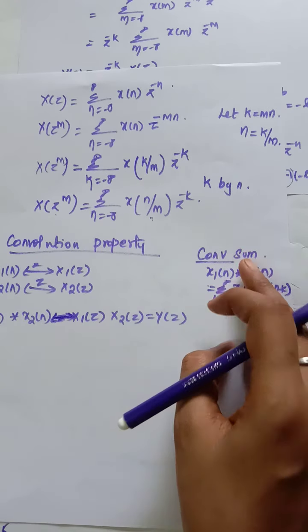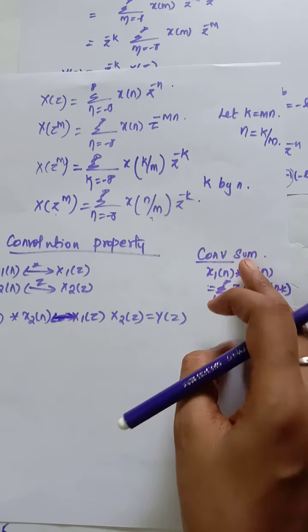Summation k equal to minus infinity to infinity x1 of k x2 of n minus k. Now I am going to prove this property. Okay, so now y of z is equal to summation n equal to minus infinity to infinity y of n z power minus n. So this is the proof.